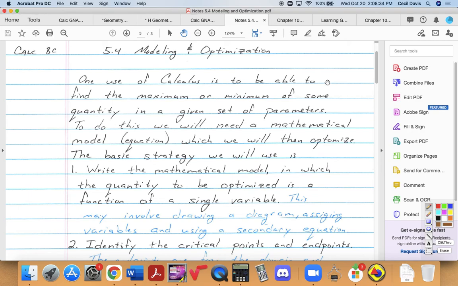So, modeling and optimization. One of the things that calculus gets used for is if you can model something mathematically. In other words, if you can write an equation for it, then like in statistics where you do a regression equation, that's a mathematical model. I'm talking to this half of the room at the moment. That's a mathematical model for it.